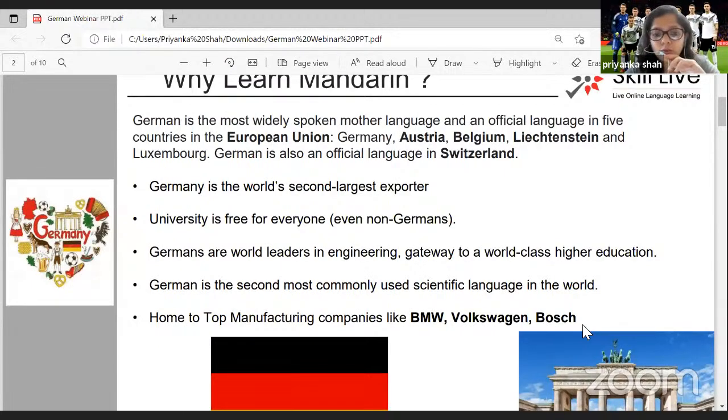It is the home to top manufacturing companies like BMW, Volkswagen and Bosch. Also, there are so many Fortune 500 companies which have their headquarters in Germany. With a $3.8 trillion economy, it is the fourth largest economy in the world. So you can understand how progressive Germany is when it comes to such technologies. These are some fun facts about Germany and its language.